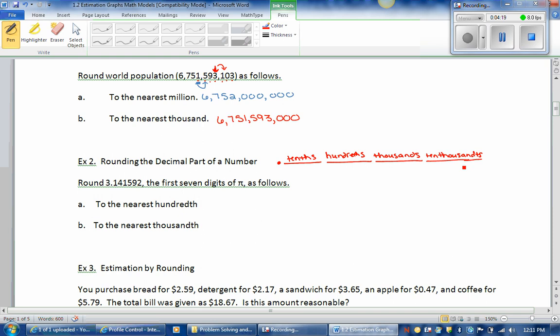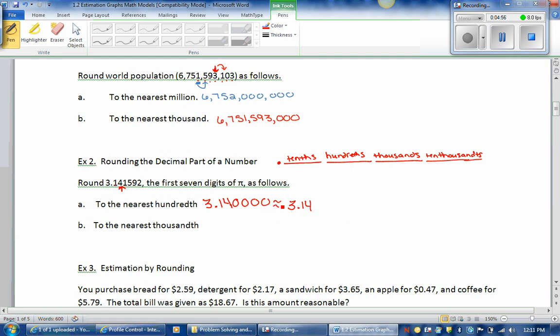To the nearest hundredth, we need to find the number in the hundredth place. Here's tenths, here's hundredths. This 4 right here is in my hundredths place. Everything to the left is going to stay the same. We look to the right of the 4. If that number is a 5 or more, we're going to bump the number up. If it's not, we're going to leave it. We look to the right of the 4, we get 1, so that means we're going to leave it and then fill in the zeros. Because it's a decimal, we really do not need these zeros, so this can just be written as 3.14.